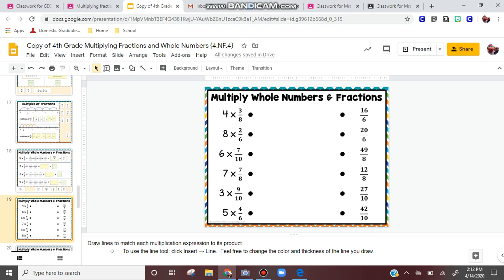So 12 over 8. So that's here. You come up here to the tools where there's an arrow. You drag it and you move it over. And there's your answer. So again, that section is right up here.